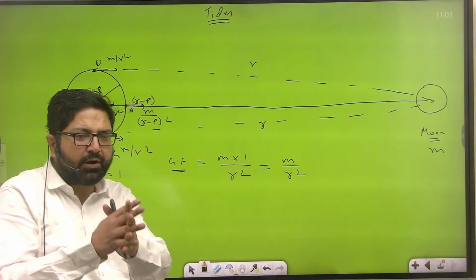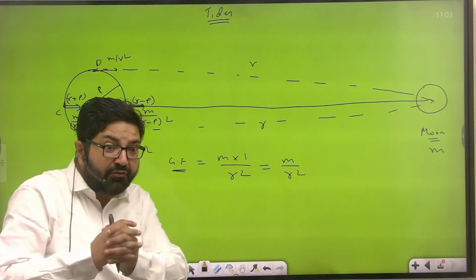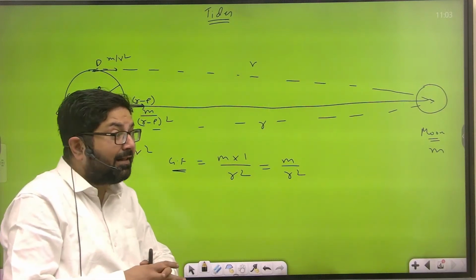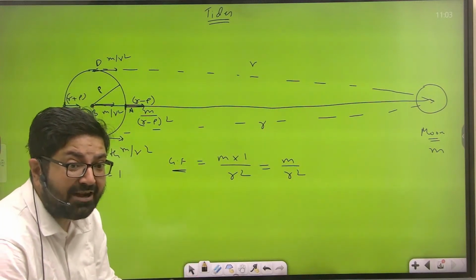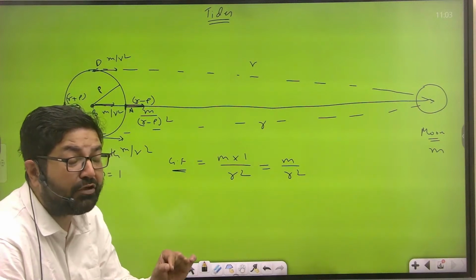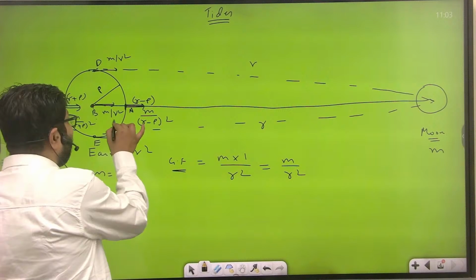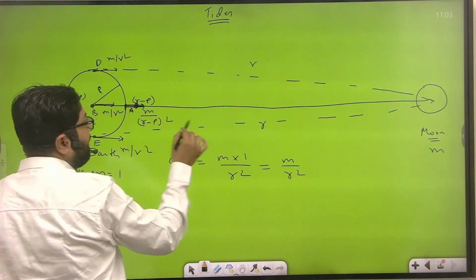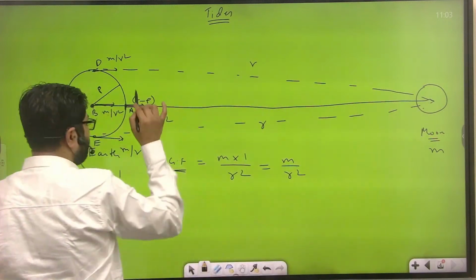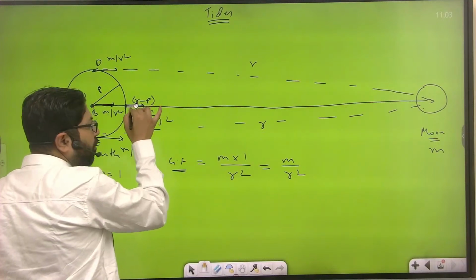When accurately measured, the person who is observing you will find that both ball and you are revolving around a common center of gravity, which is always closer to the heavier body. So much so, mass of Earth into this distance and mass of Moon into this distance should be equal. Actually, Earth and Moon both revolve around a common center of gravity.